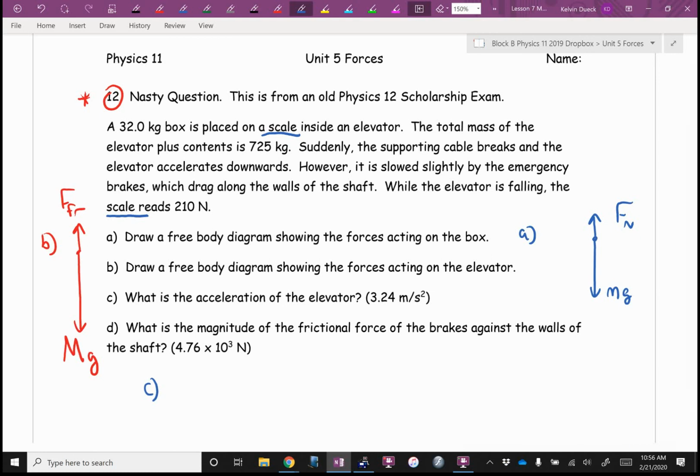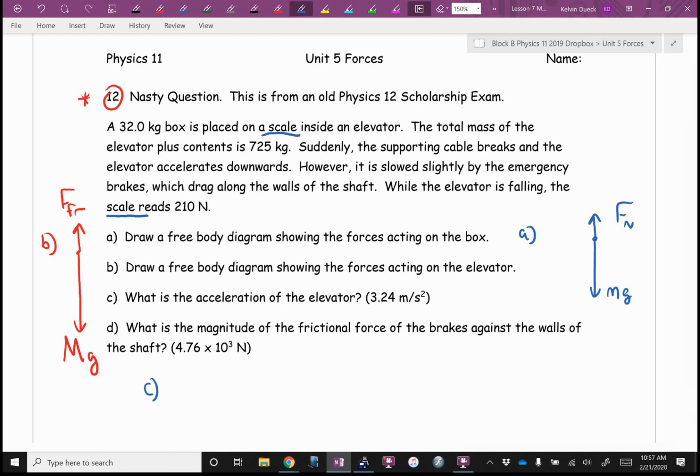Okay. If the box is inside the elevator, what can you tell me about the acceleration of the box? I'm going to find the acceleration of the box to answer part C. Maybe. That's my next strategy, because my strategy for finding the elevator, don't know friction.